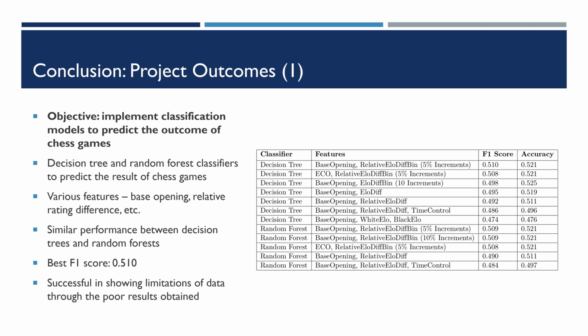Across all combinations of features, we saw similar performance between the classifier types. The best F1 score was 0.510. This is a poor result, but it is also a successful negative result by showing us the limitations of our data.